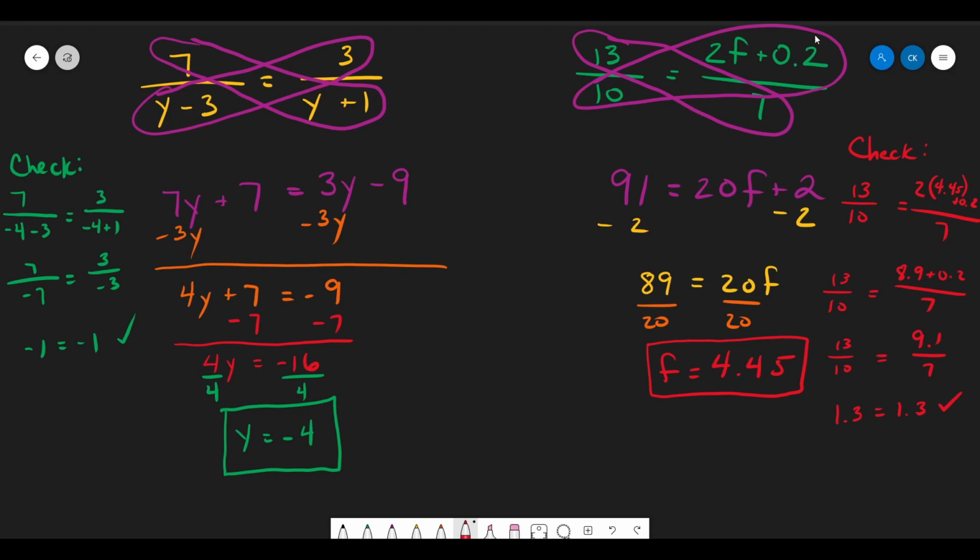Same thing for the second one. Cross multiply. We get 91 equals 20f plus 2. Subtract the 2 from both sides. We get 89 equals 20f. Divide both sides by 20. And we get f equals 4.45.